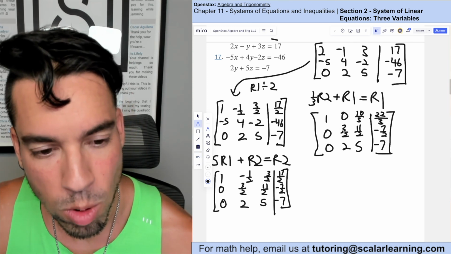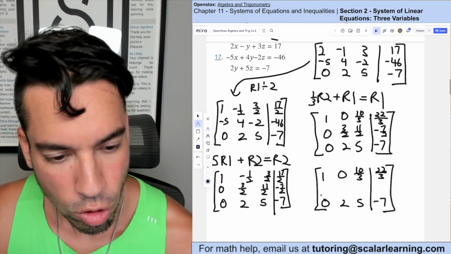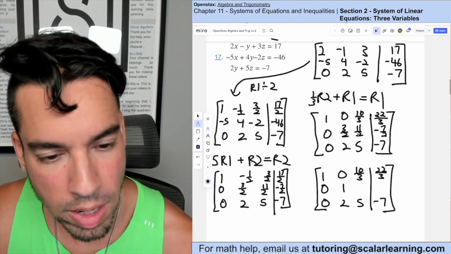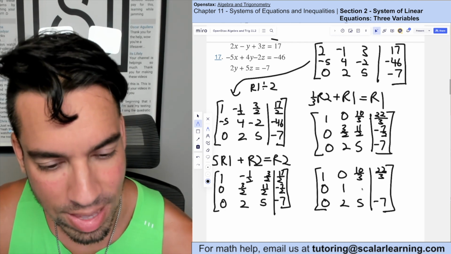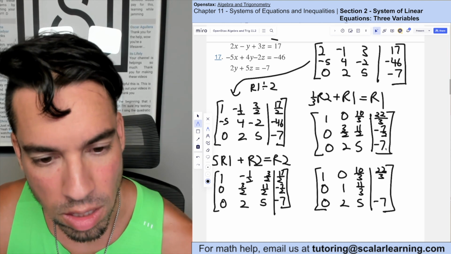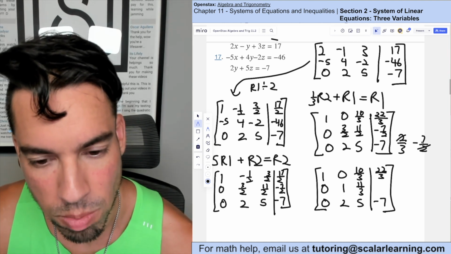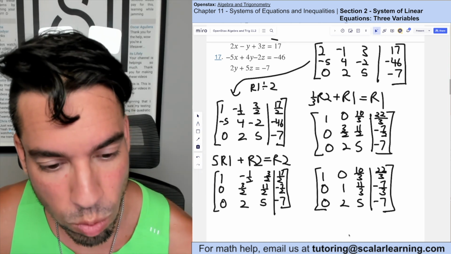Next, I want to get this to a 1, and this is going to be pretty straightforward because we're just going to multiply everything by the reciprocal of 3/2, which is 2/3. So 2/3 times 0 is 0. 2/3 times 3/2 is 1. There we go. And then 2/3 times 11/2 is going to be 11/3. And then 2/3 times negative 7/2 is going to be negative 7/3. So as you can see, these problems are pretty lengthy, so we're going to need some more room. So we're going to move down.